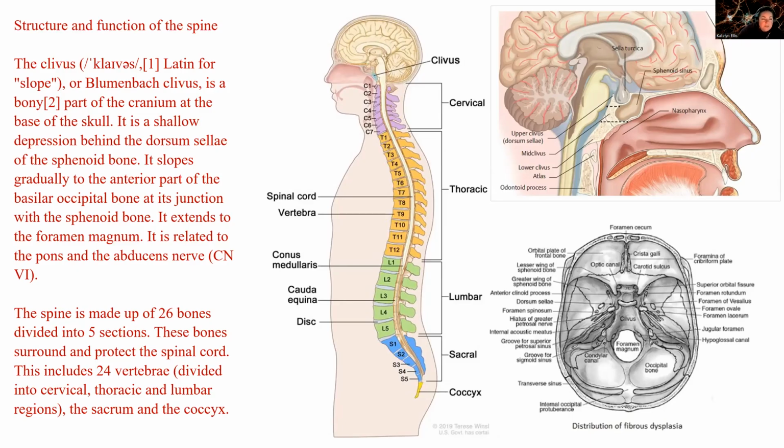It's a shallow depression behind the dorsum sellae of the sphenoid bone. Remember the sphenoid's up there by your nose. It slopes gradually to the anterior part of the basilar occipital bone at its junction with the sphenoid bone. It extends to the foramen magnum. It is related to the pons and the abducens nerve.